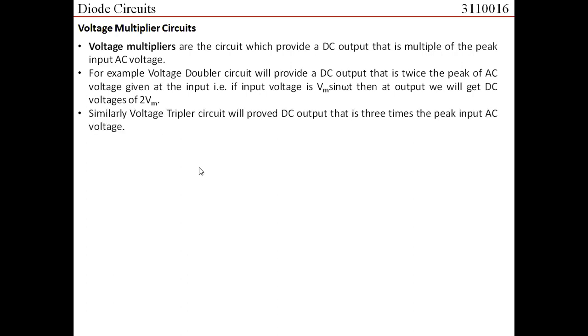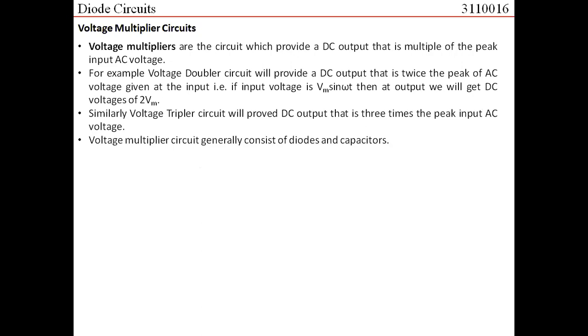Similarly, if I have a voltage tripler circuit, we expect that the output DC voltage would be 3 times the input AC peak voltage. Again, if the input AC voltage is Vm sin omega t, then on the output side I would get DC which would be equal to 3 Vm.